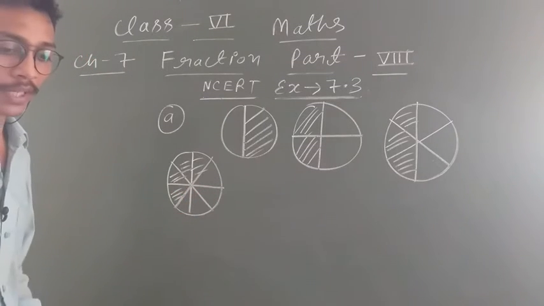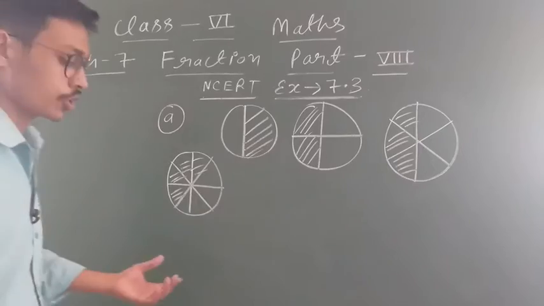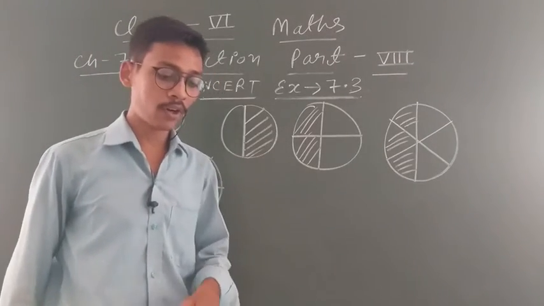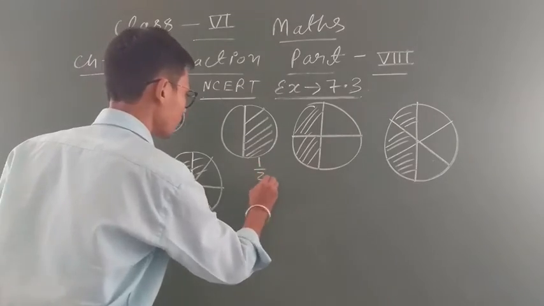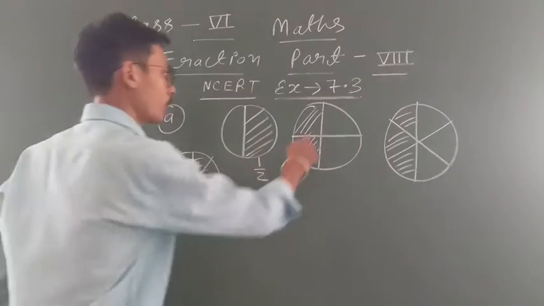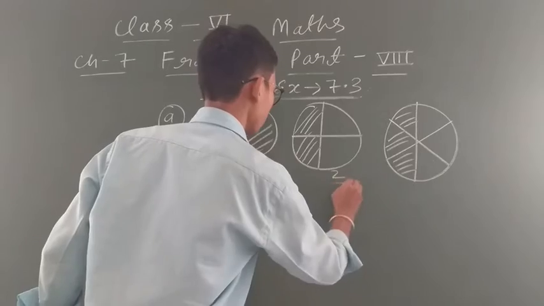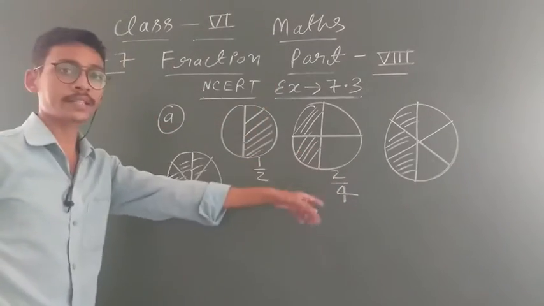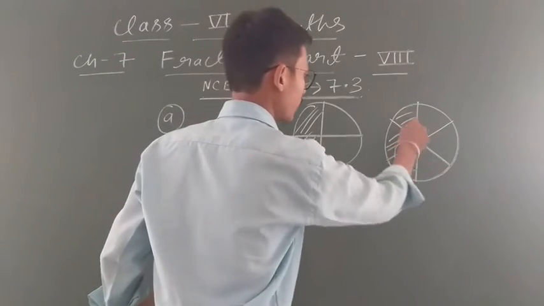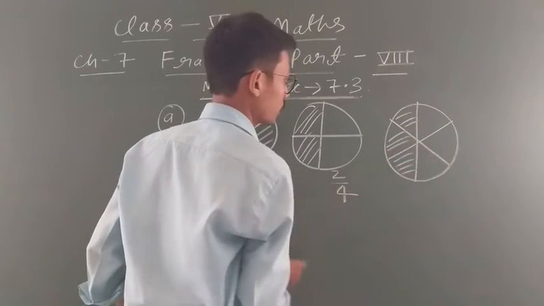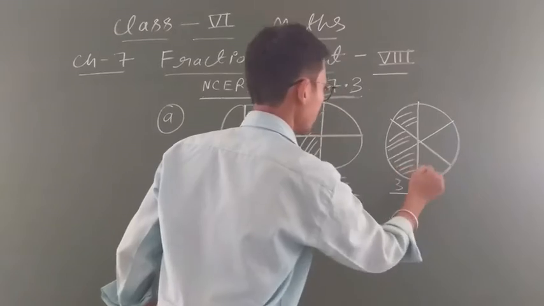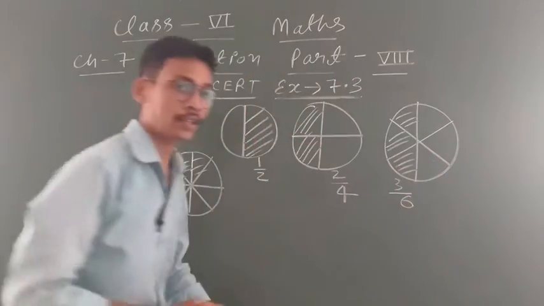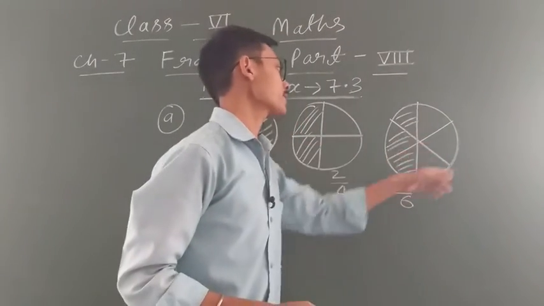Okay, student, so now these diagrams are given. Write the fraction of all. For this, student, you will write 1 upon 2 because only one part is shaded. For this you can write 2 upon 4, because 2 parts are shaded. For this, 1, 2, 3 parts are shaded, and the total is 1, 2, 3, 4, 5, 6. You will write 3 upon 6, because 3 parts are shaded and 6 in total.